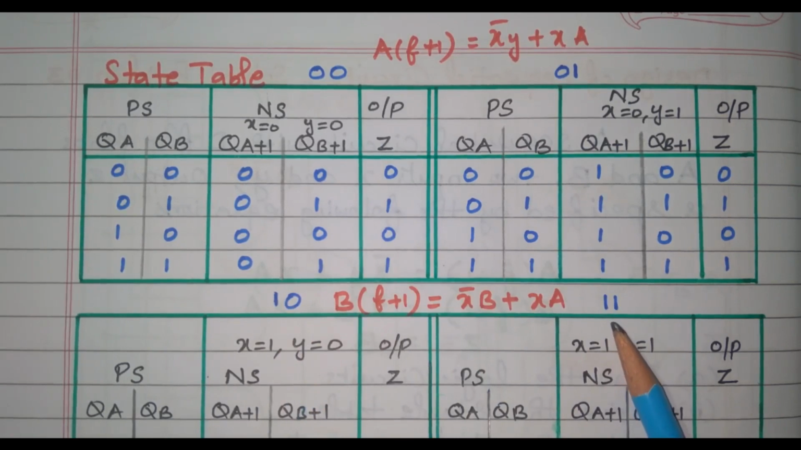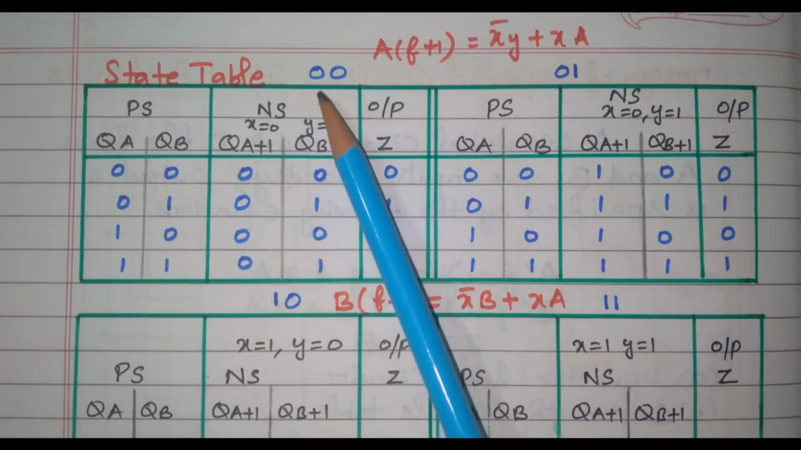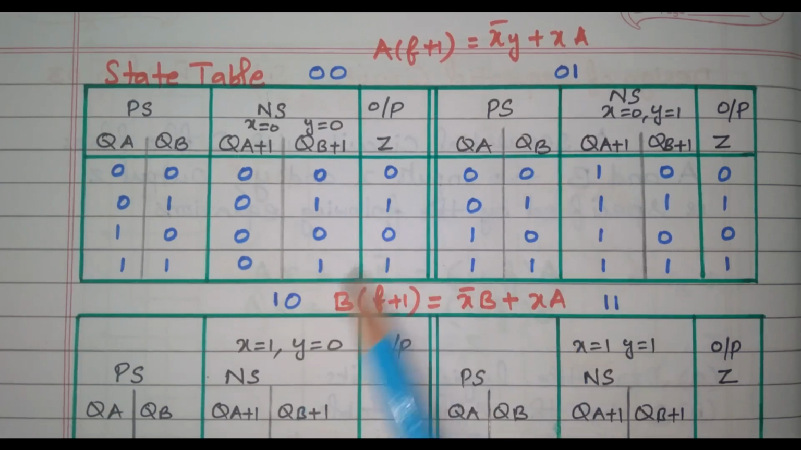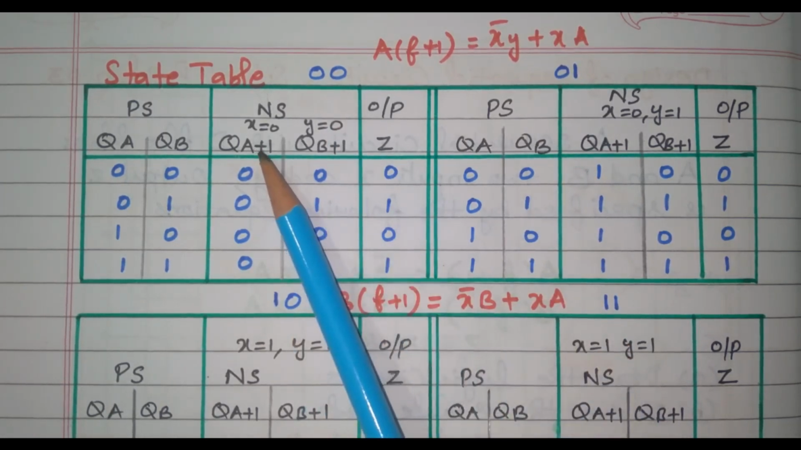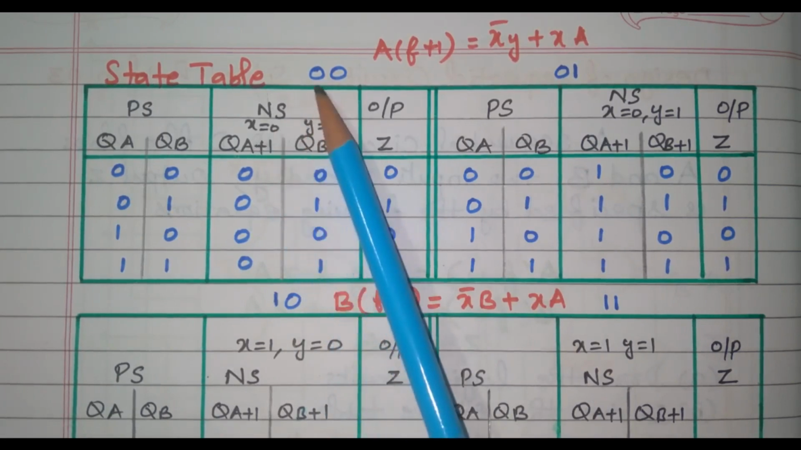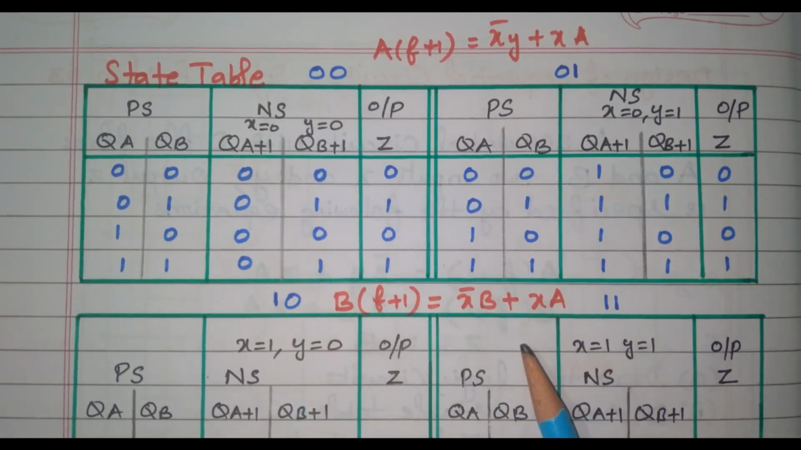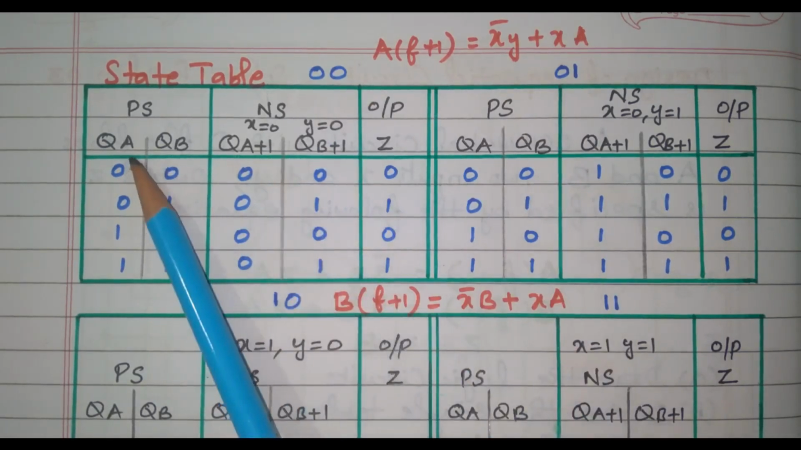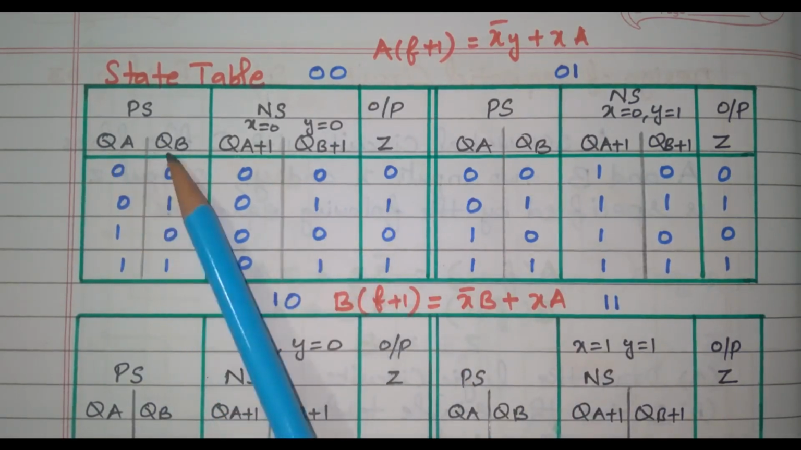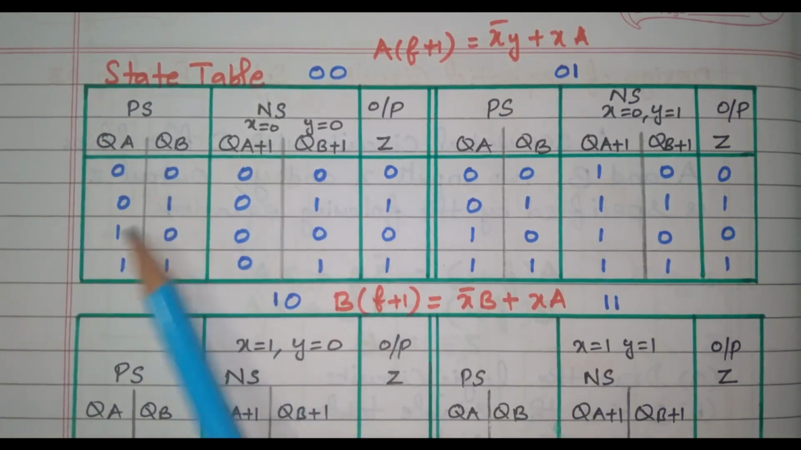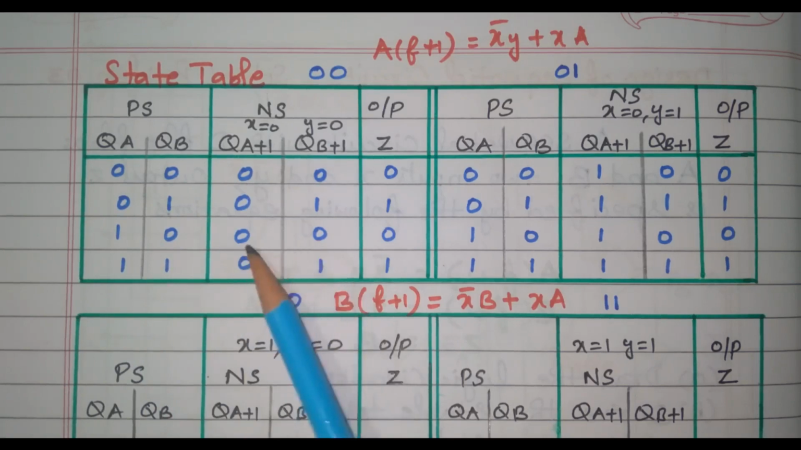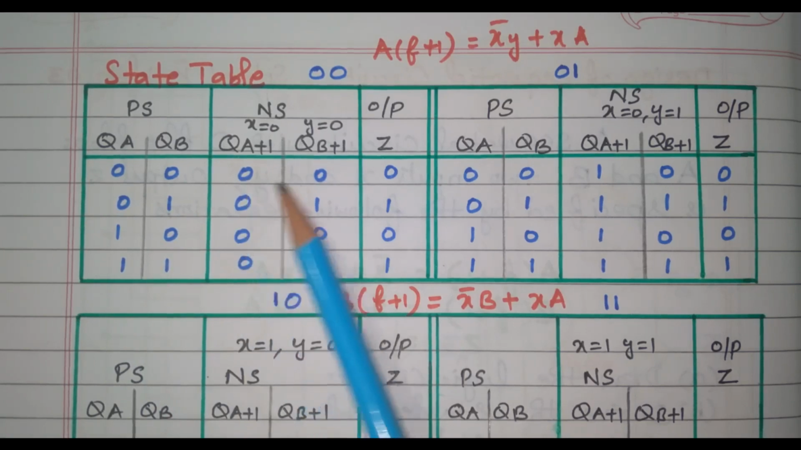So, the state table is obtained for 4 combinations, 0 0, 0 1, 1 0, 1 1, because there are 2 inputs available, x and y. So the 2 inputs mean we have 4 combinations available, 0 0, 0 1, 1 0, 1 1. The present state, again QA, QB, has the 4 combinations, 0 0, 0 1, 1 0, 1 1. From this, we need to identify the next state.